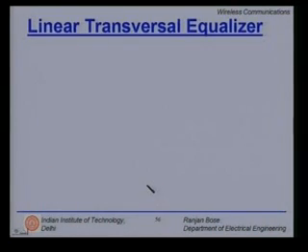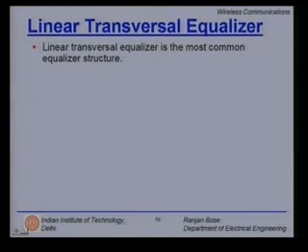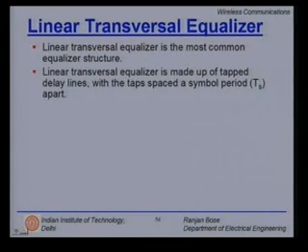Now, first let us talk about the linear transversal equalizer, one of the simplest implementations and a popular one. The linear transversal equalizer is the most common equalizer structure simply because of its simple structure. The linear transversal equalizer is made up of tapped delay lines with the taps spaced at a symbol duration Ts apart. So, the delay element gives a delay of Ts.